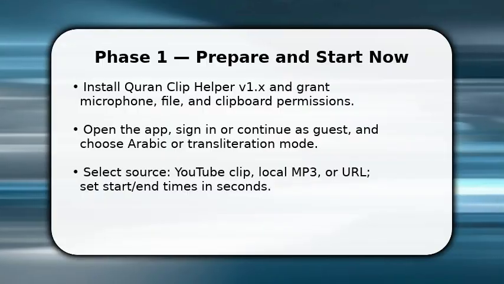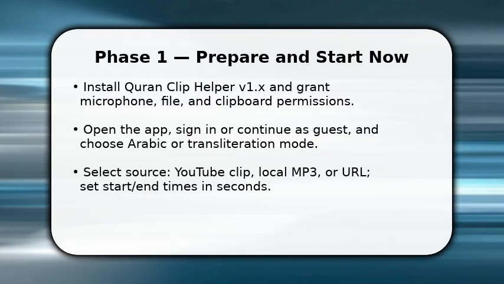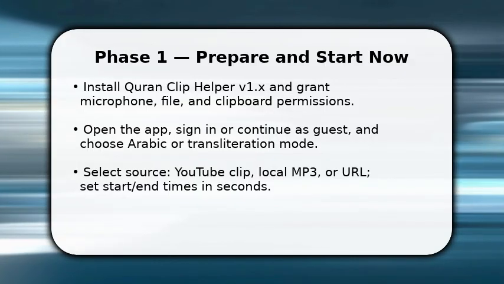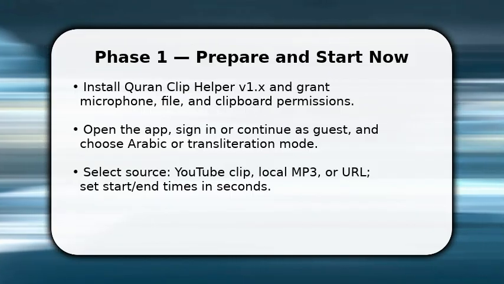You start by confirming prerequisites: app installed, mic and file access allowed, and a clip source chosen. Open Quran Clip Helper, pick Arabic or transliteration mode, then select a source, YouTube, local MP3, or URL. Set the clip boundaries in seconds so you capture exactly what you need. Once done, preview the short segment to confirm timing, and make sure automatic normalization is enabled so audio levels and pauses are consistent before moving on to editing.